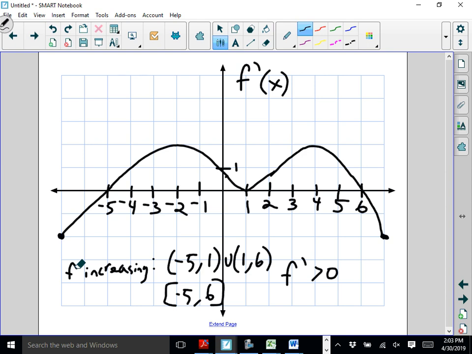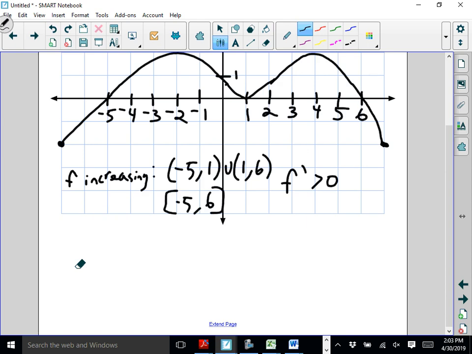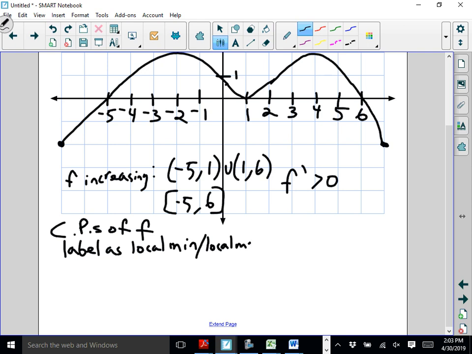What are the critical points of F? And I want you to label as local min, local max, or neither. Once again, we want to justify. I'd use full sentences when you justify. Right, I just wrote F prime greater than 0. I would write out on the test, because that's when F prime is greater than 0.